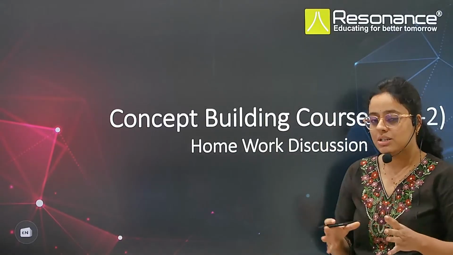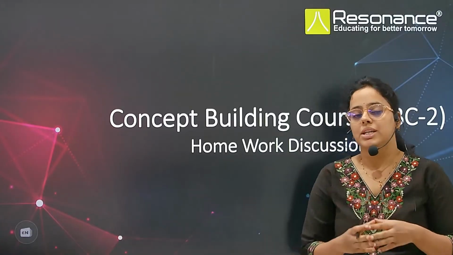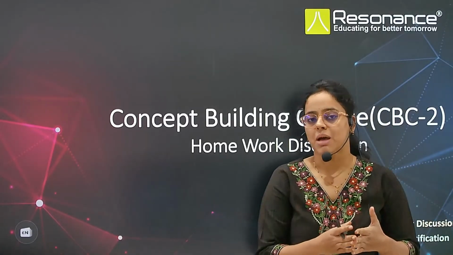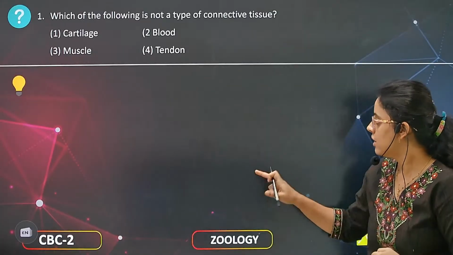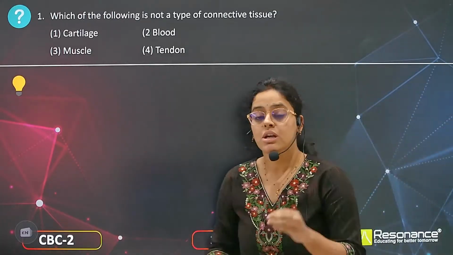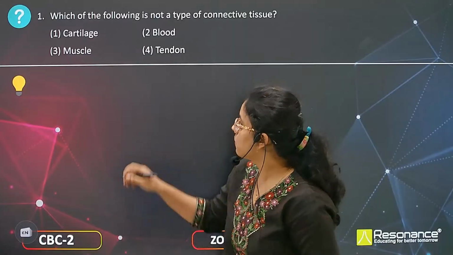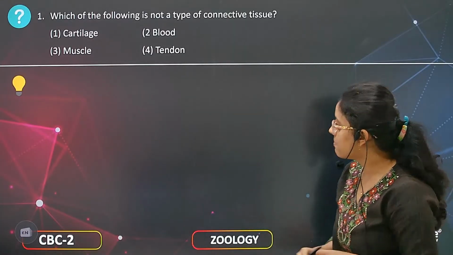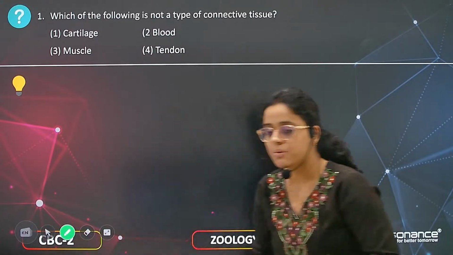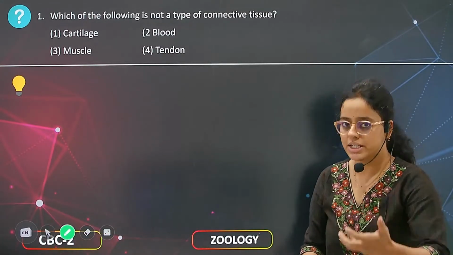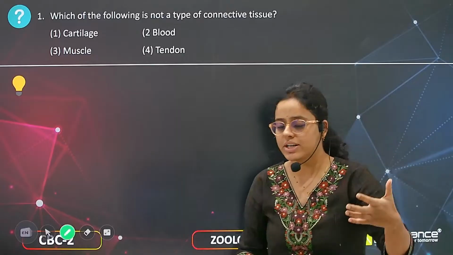Today we are going to learn about animal tissue. We have already discussed epithelial tissue and connective tissue. In this session we are going to learn about concept based questions. Here is our first question on epithelial tissue: which of the following is a type of connective tissue? First we are going to discuss the different types of epithelial and connective tissue that we have discussed already.